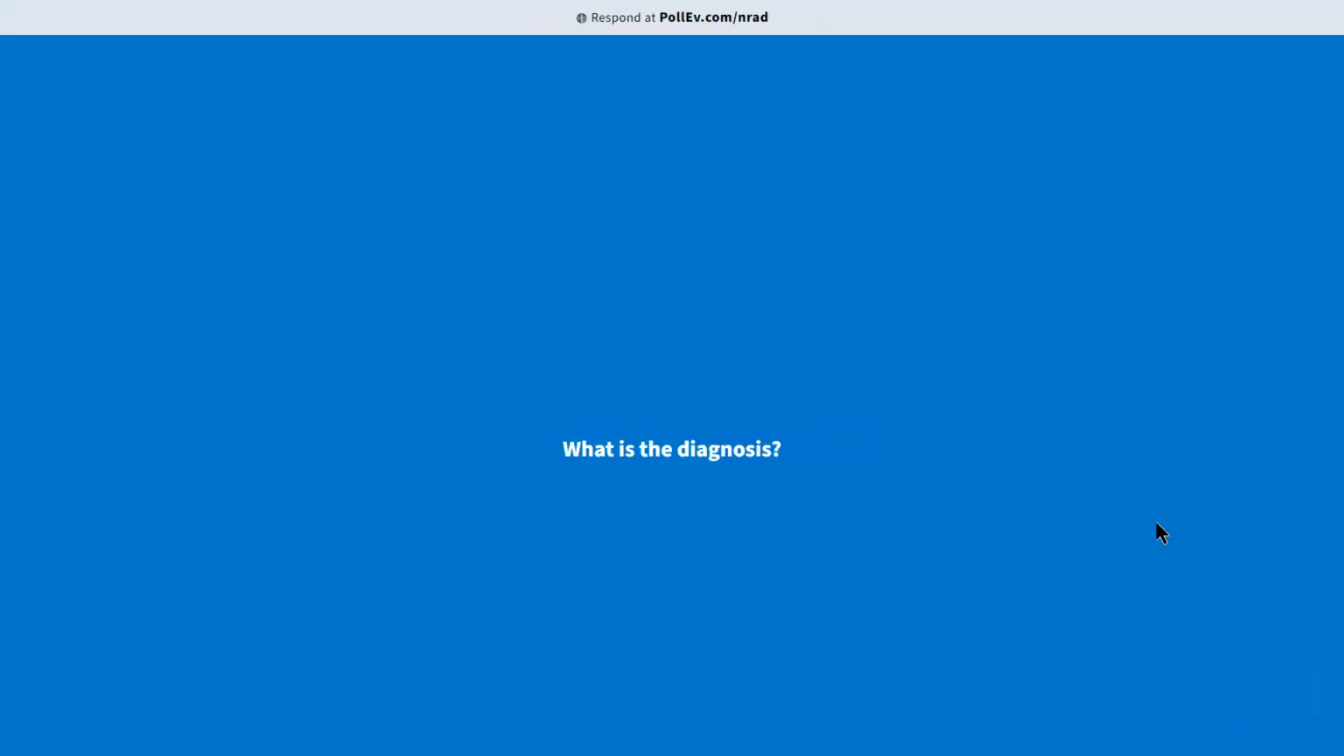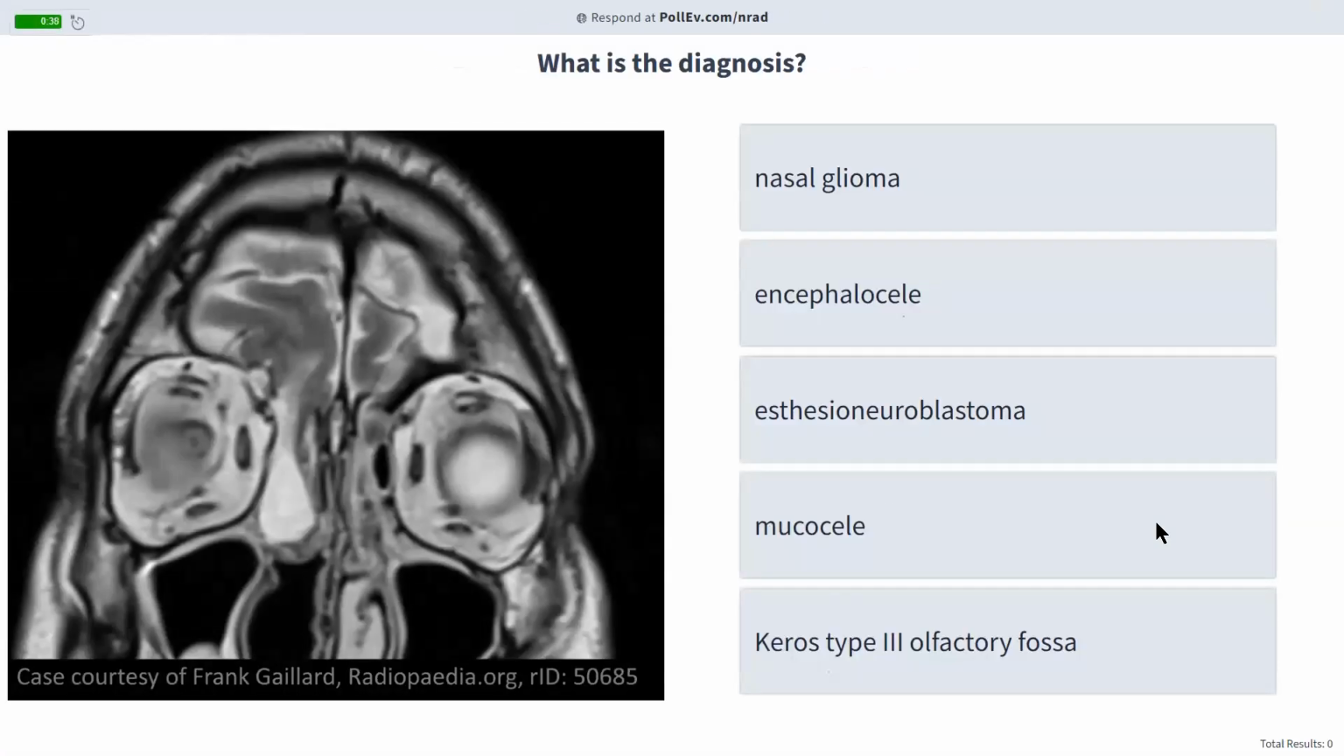The next question is, what is the diagnosis? This patient has rhinorrhea. And let's say they're 25.